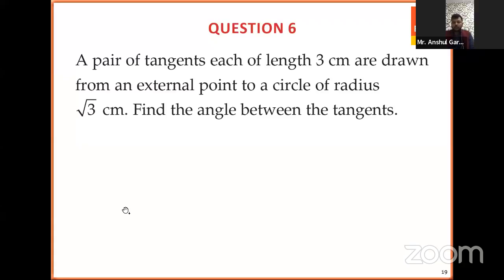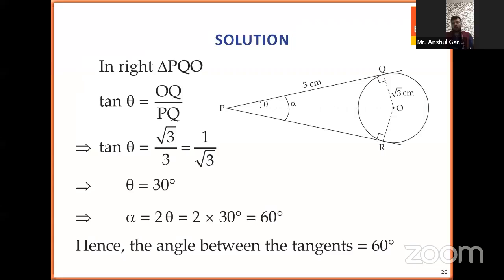So very simple question. As we said, we have to draw the diagram properly so we can have the solution. See, this is a circle from which tangents are drawn, 3 centimeters, 3 centimeters. And this is the radius. Radius is always perpendicular to the tangent.